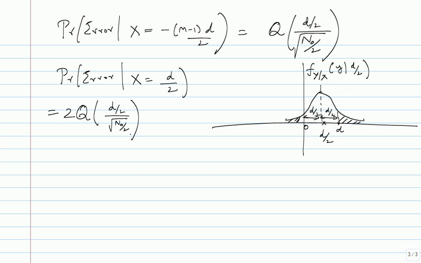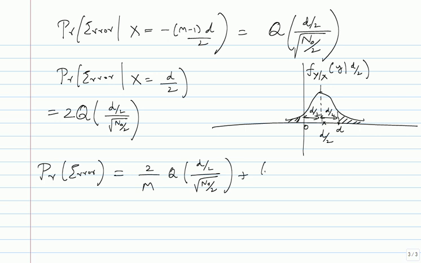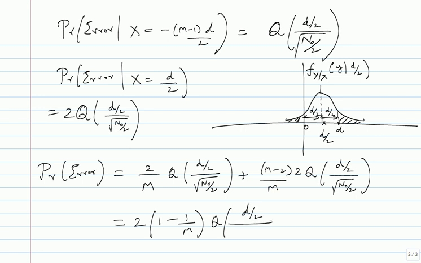Okay, so now that we have found the conditional PDFs, we can find the probability of error itself. How many extreme points do I have? I have 2 of them, and they occur with probability 2 by M. So it's 2 by M times Q of d by 2 divided by root N naught by 2, plus M minus 2 by M times 2 Q of d by 2 divided by root N naught by 2. It's a simple simplification from this point to show this will be the same as 2 times 1 minus 1 by M times Q of d by 2 divided by root N naught by 2. Is that okay?